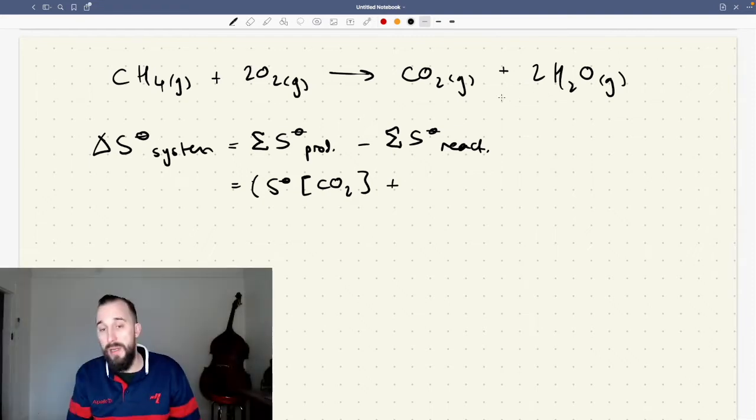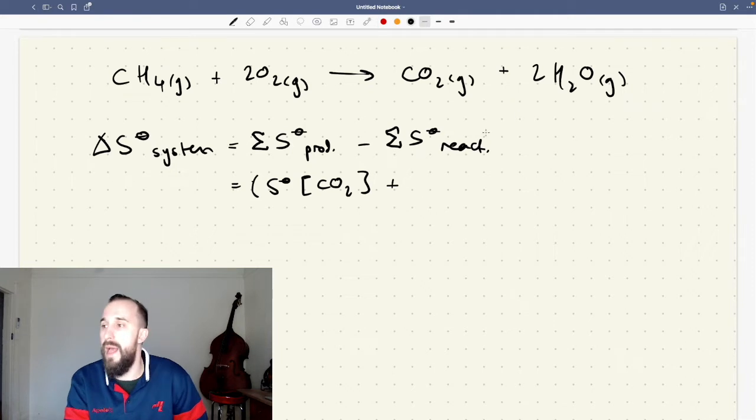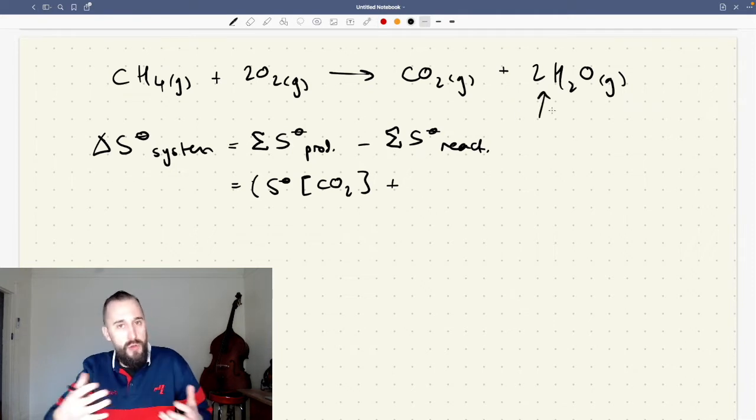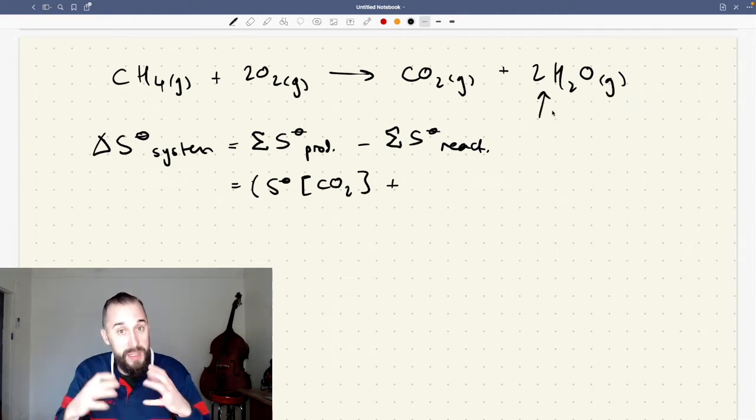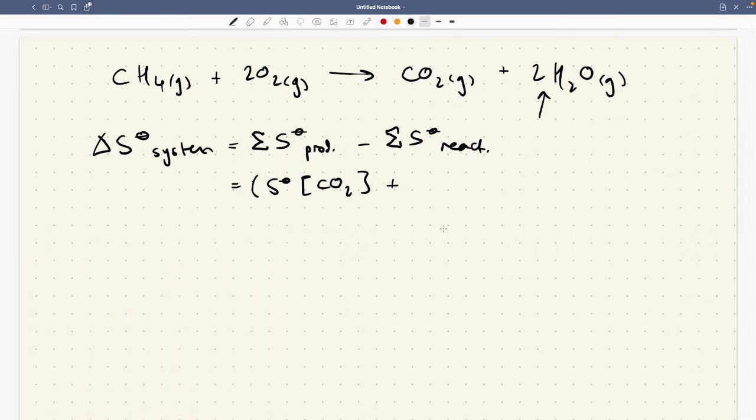But this is what I'm saying, it's really important to account for the stoichiometry. We don't just have one water, we have two waters. Two waters means more microstates, means more disorder possible, so on and so forth. So we have to account for that by getting 2 times the entropy of H2O, like that. So that is our entropy of our products there.